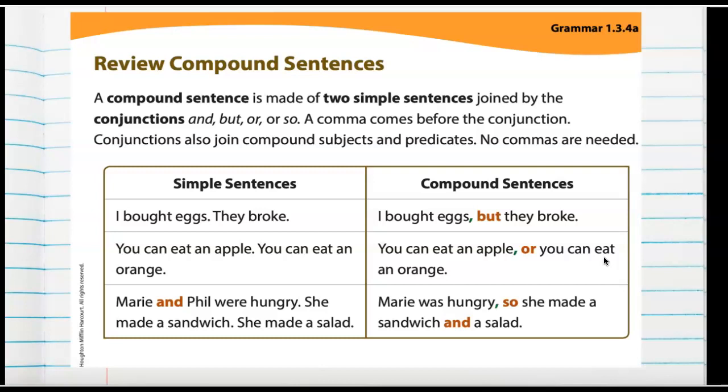And same thing here, the predicates were split up into two different sentences. She made a sandwich, she made a salad. But I can put that together and I can say she made a sandwich and a salad.